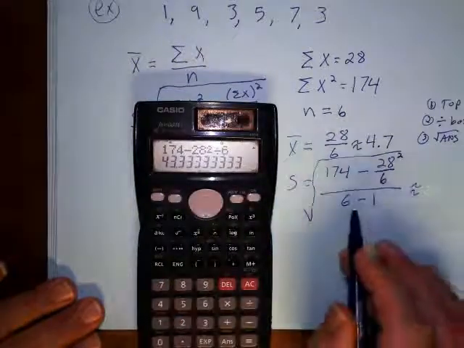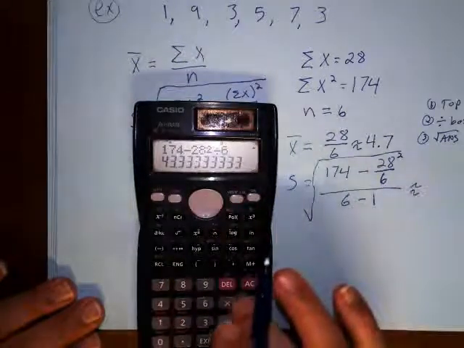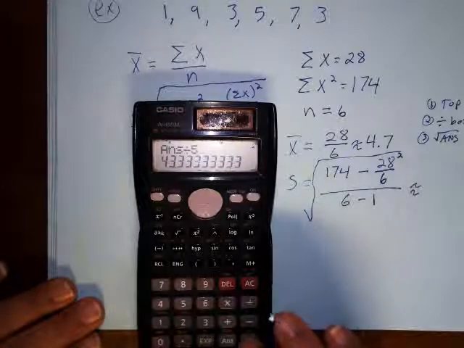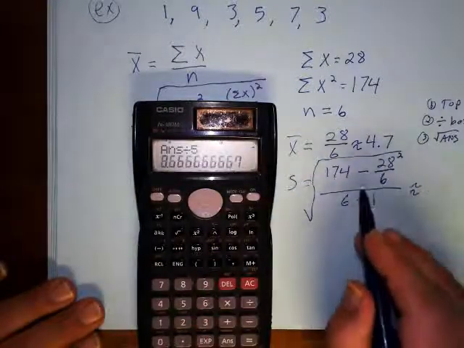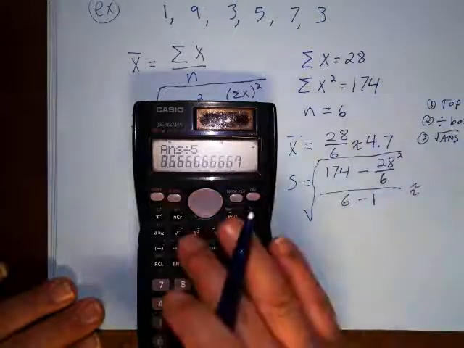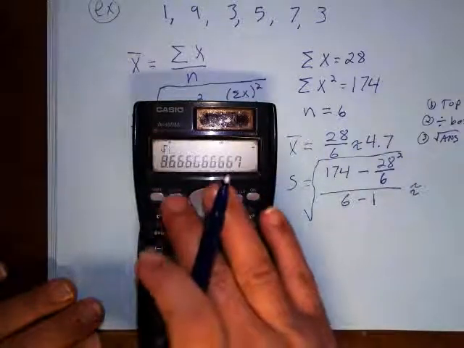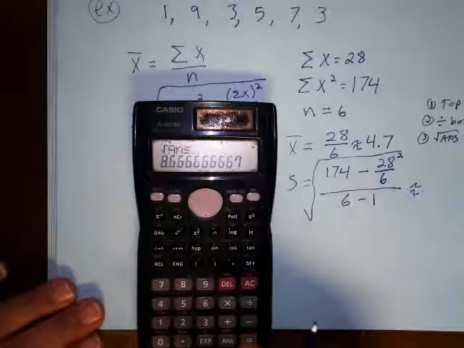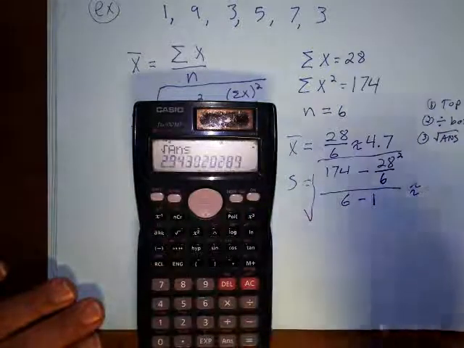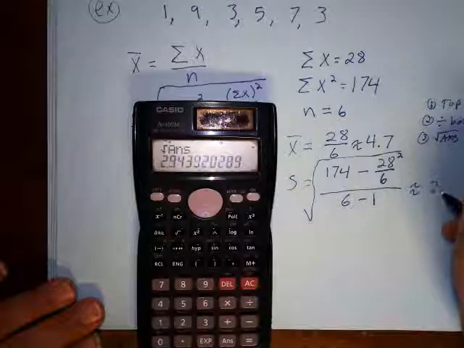So now I divide by 5. I'll do the minus 1 in my head. Divide by 5. And I get that. And if you remember, that's what's underneath the radical. That's the variance. So then I take the square root of the answer. And then I hit equals. And I get 2.9.